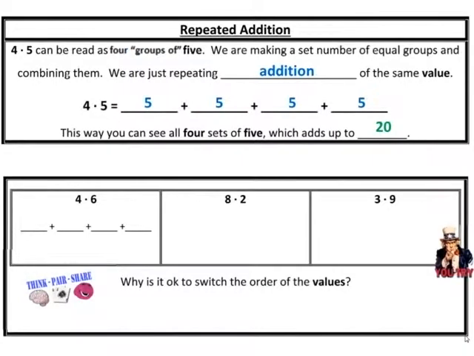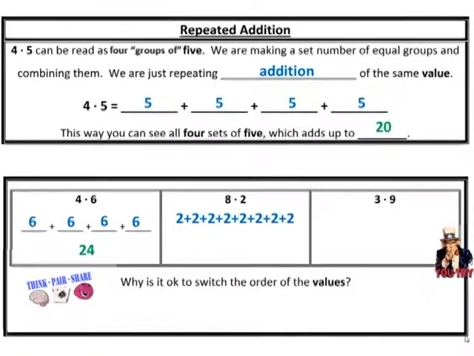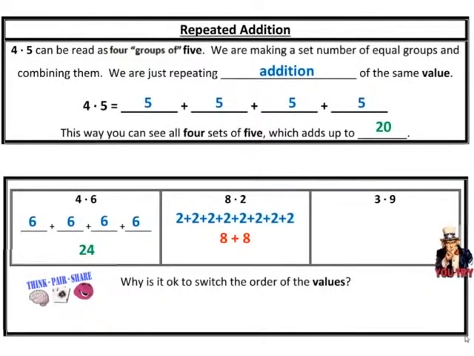So let's try 4 times 6. That's 4 groups of 6. 6 plus 6 plus 6 plus 6. 6 plus 6 is 12. 12 plus 6 is 18. 18 plus 6 is 24. 8 times 2. That's 8 sets of 2. So I could add up 8 2s or reverse it again and add up 2 8s. Either way, I get 16 again.